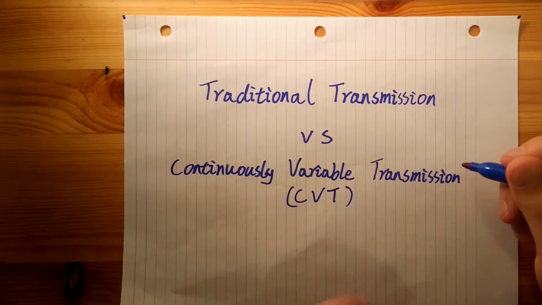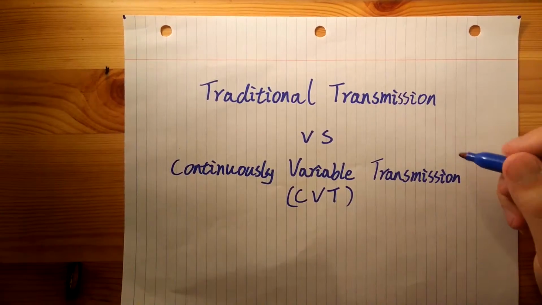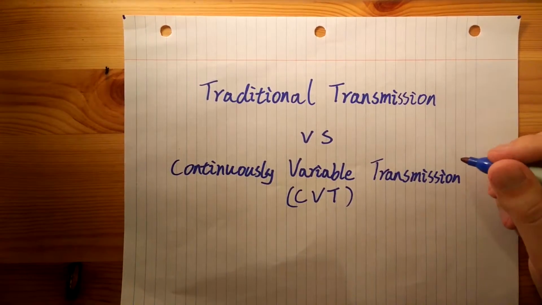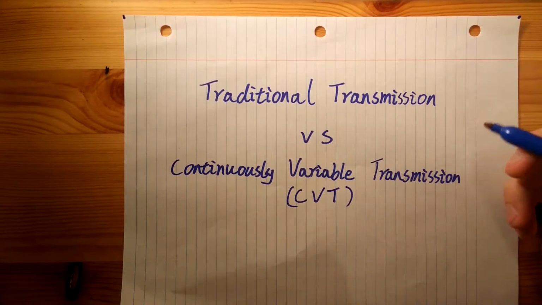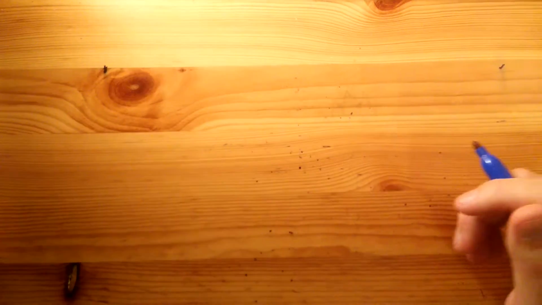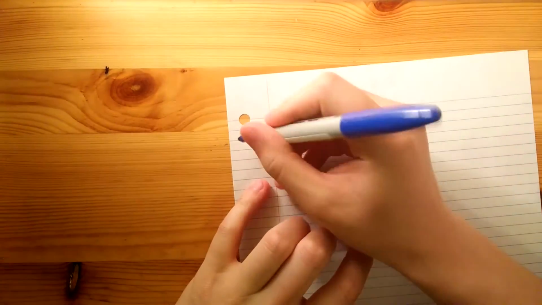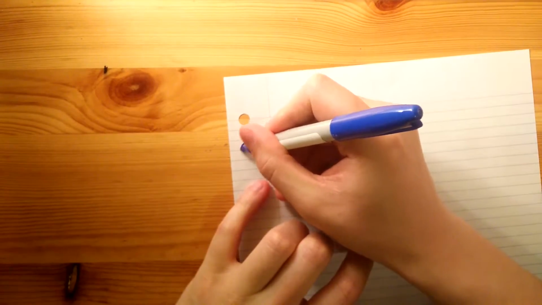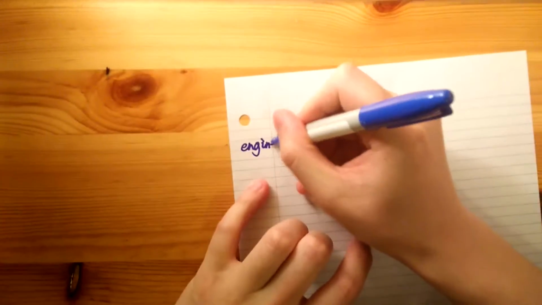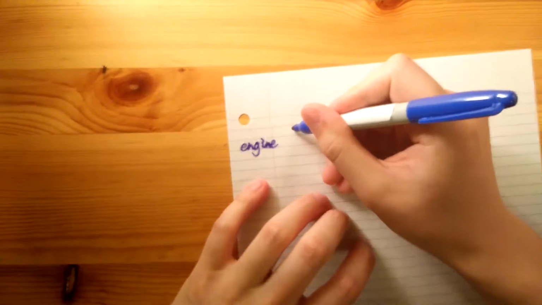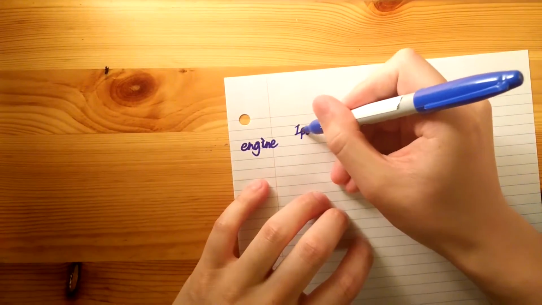Today I'm going to talk about the difference between a traditional transmission and a continuously variable transmission, also known as CVT. So first, let's take a look at a traditional manual transmission. In a traditional setting, power is generated in the engine, which is then delivered to the input shaft of the transmission.